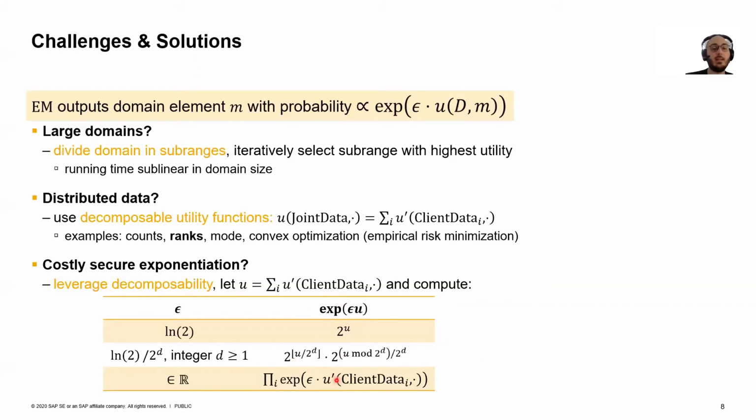And if we don't want to have any restriction on epsilon, what we can do is we let the parties compute their local utility over their client data. They multiply it by epsilon, and they perform the exponentiation themselves, and we simply multiply those values together. Recall the product rule for exponentiations. Multiplying exponents with the same base is equivalent to addition in exponents. Thus, we get the combined joint data utility.